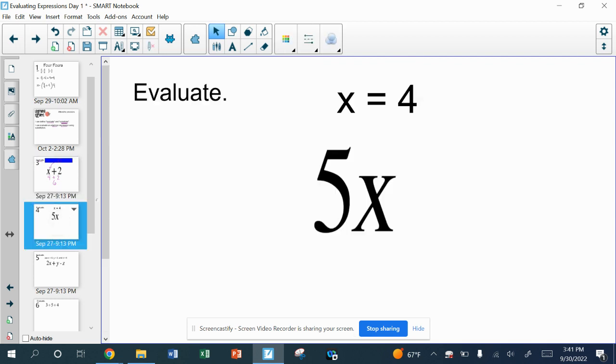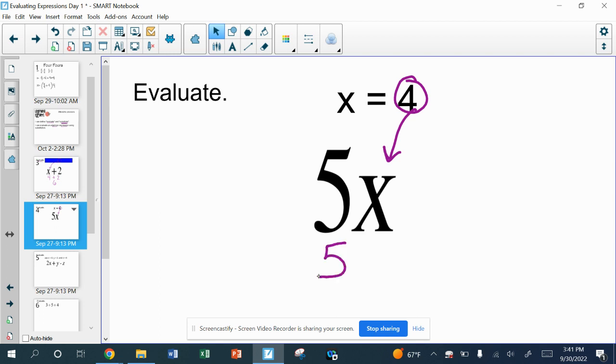So let's take a look at this one. Let's say x is still going to be 4, and we're still going to evaluate. So I want to put that 4 instead of that x. But I need you to think about what it means if this 5 is smushed right up next to that x. That's a multiply this time.